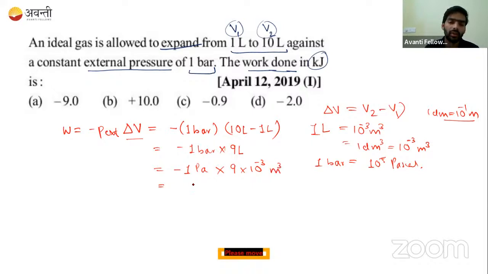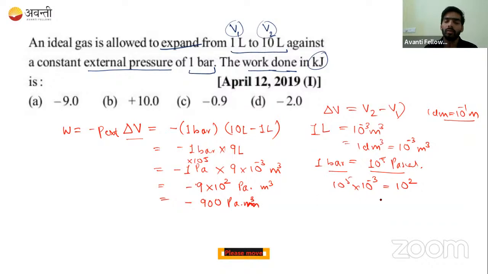So 1 bar is 10 to the power 5 Pascal. So 10 to the power 5 multiplied by 10 to the power minus 3 becomes 10 to the power 2. So it will become minus 9 multiplied by 10 to the power 2 Pascal meter cube, that is minus 900 Pascal meter cube.